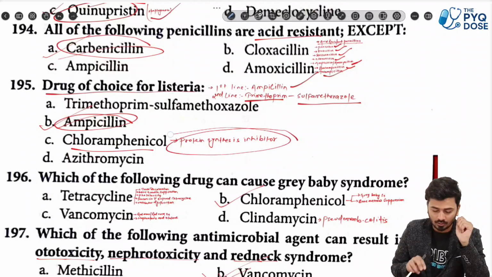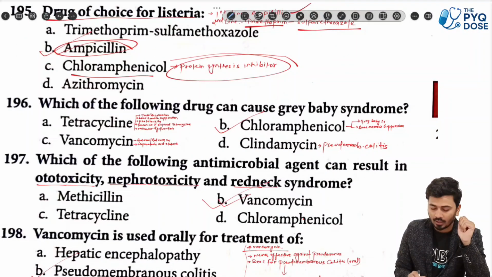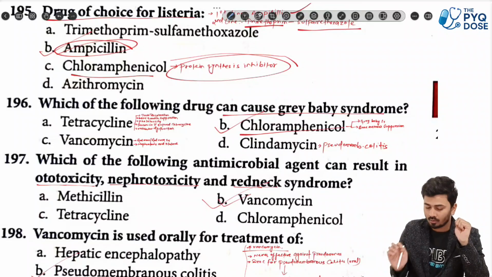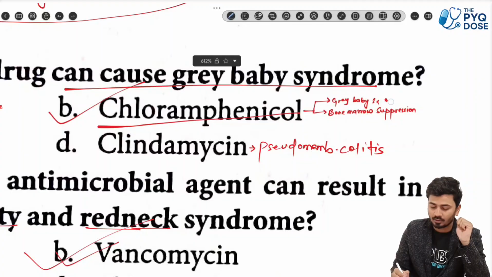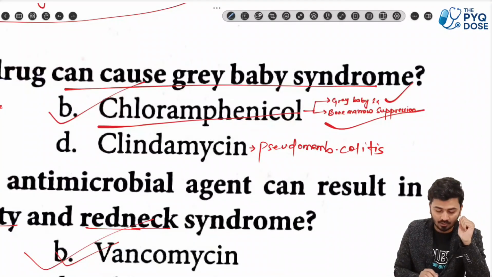Chloramphenicol generally is a protein synthesis inhibitor. Which of the following drug can cause gray baby syndrome? So this gray baby syndrome will generally be caused by chloramphenicol. It causes gray baby syndrome and bone marrow suppression as the side effects.